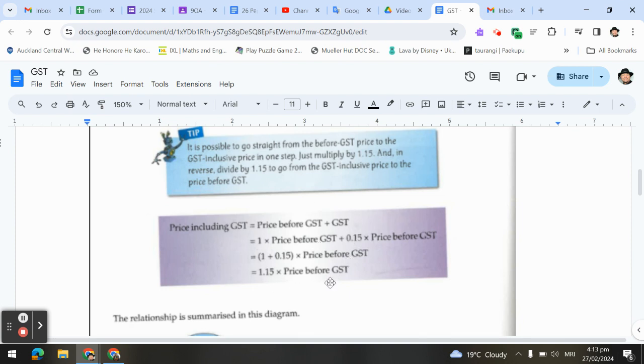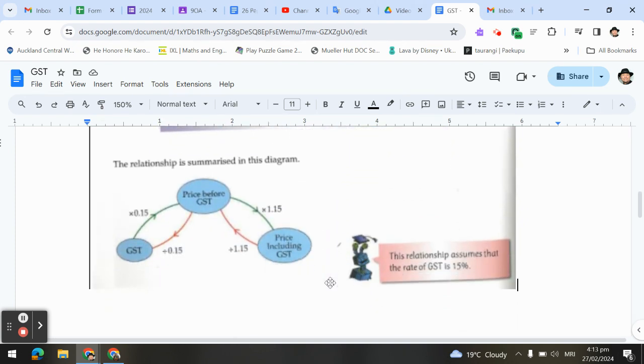If you found that a little confusing, I'm hoping this diagram will make it nice and clear. So you have a price before GST, times it by 1.15. That includes the price with GST. If you take the price with GST and divide by 1.15, that'll bring it to the price before GST. And following the flow chart again, price before GST times 0.15 will tell you how much the GST is. And likewise, the GST divided by 0.15 will give you the price before, okay?